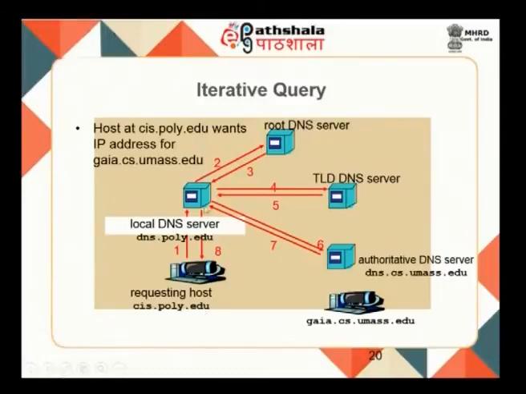So this is how the queries are sent back and forth in the iterative querying process. You can see that iteratively the local DNS server contacts different servers to get the information, until it gets the correct IP address resolved. It does this job of contacting these servers.